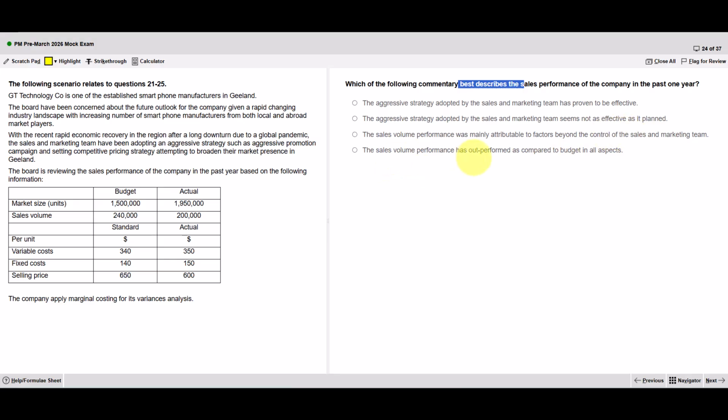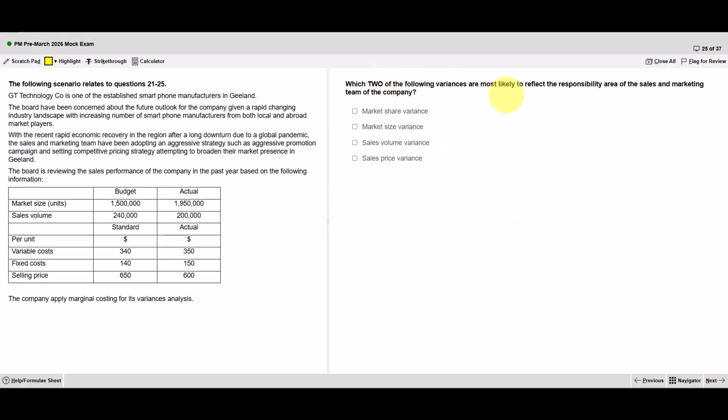The sales volume performance has outperformed as compared to budget in all aspects. Well, again, we can see that's not true, so we're going to select the second option. Which two of the following variances are most likely to reflect the responsibility area of the sales and marketing team of the company? Well, we can eliminate market size because that's not controllable by the company. Market share, hopefully you'll see that is the one that is controllable by the sales and marketing team.